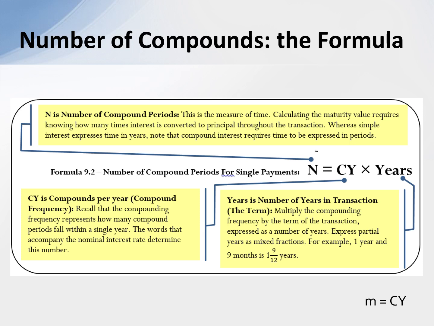Here, n, or the number of compounds total over the course of the investment or the loan, is found by multiplying compounds per year times the number of years. So if we had an investment that was invested for 5 years at a compounding frequency of 2, semi-annual, there'd be 2 compounds in the first year, 2 in the second, 2 in the third year, 2 in the fourth, 2 in the fifth, for a total of 10 compounds, or 10 is your n over the period of 5 years compounded semi-annually.